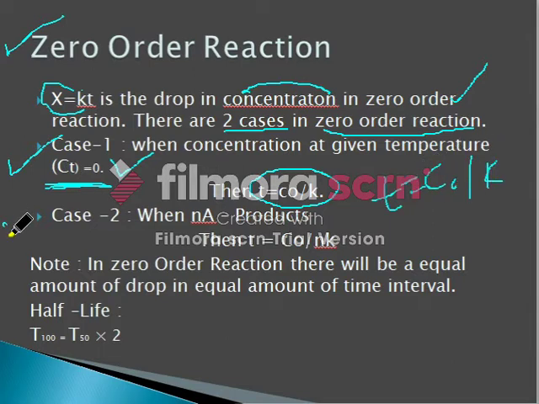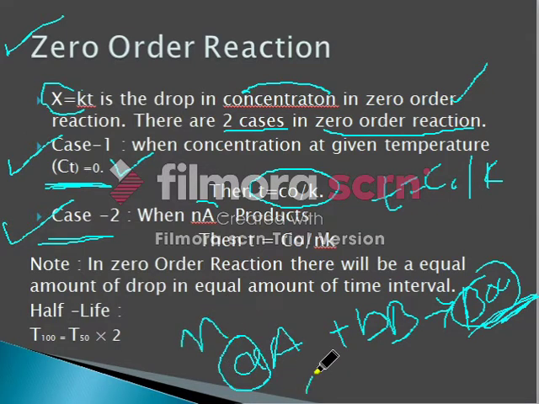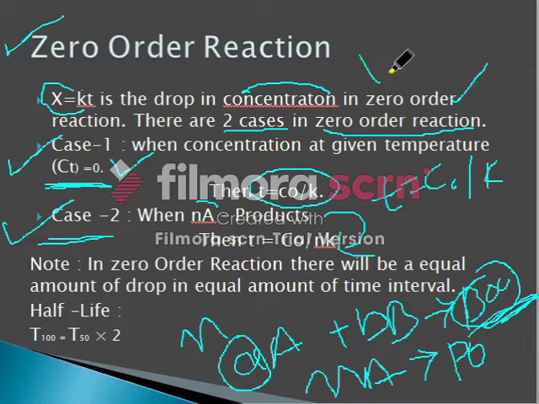And then case 2. In case 2, in this reaction, these are the products. In the place of small a, if there is n and this is a single step reaction, then this is possible. Then t equals C naught by nk.